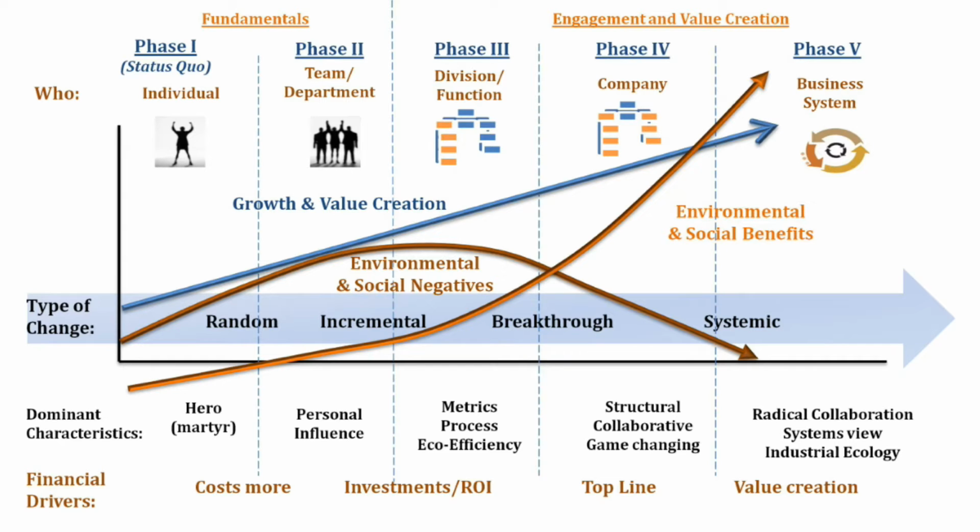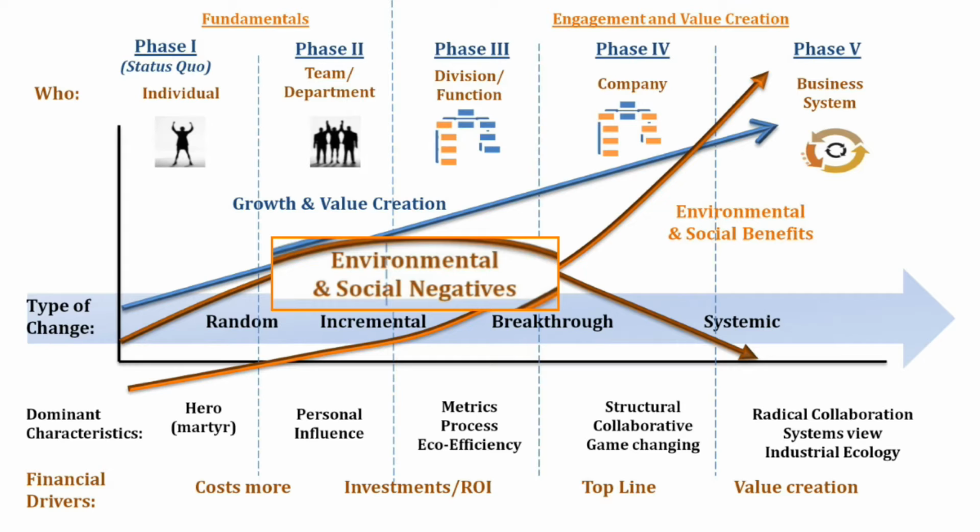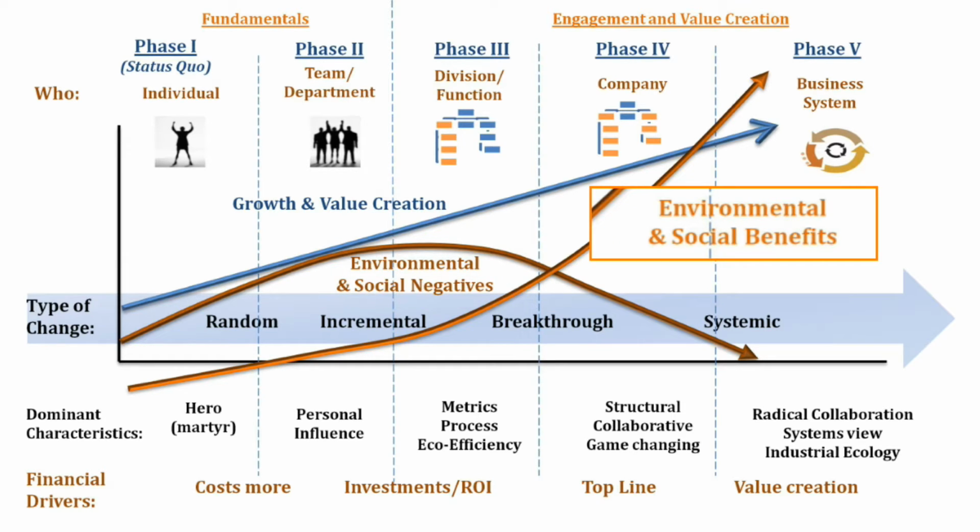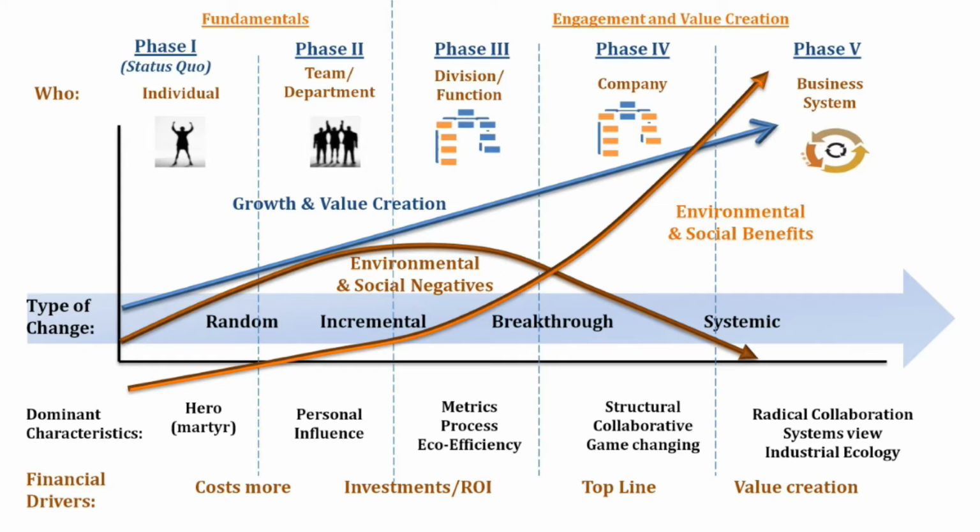Your whole goal is to drive towards that phase 5, to that growth and value creation, where you're going to take what are environmental negatives and social negatives, and you're going to go down and start creating positive environmental and social benefit. And as you do that, you realize that there's different types of change and different characteristics and different drivers that take place. So in phase 1, it's very individualistic. There's a hero, and oftentimes the mindset is, well, things are going to cost more, but we're going to do it because it's the right thing.